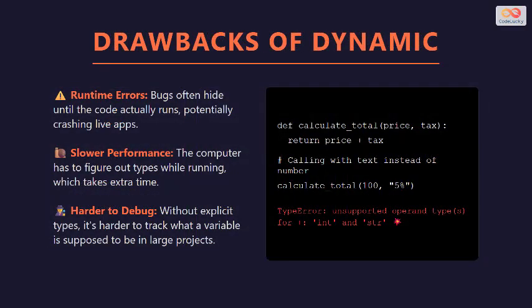But this freedom can be dangerous. Bugs related to data types might not show up until a user actually runs that specific line of code, leading to runtime crashes. As your project grows larger, it can become harder to debug because you might not know what type of data a function is supposed to receive.